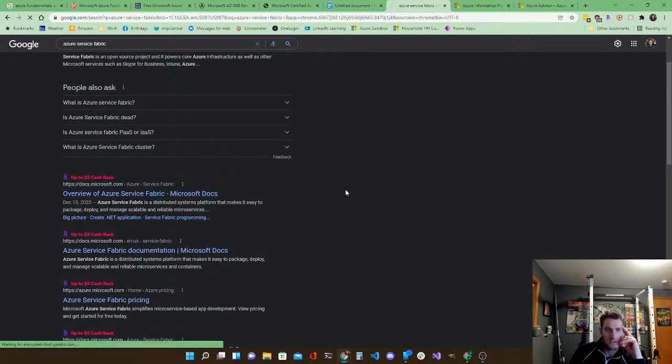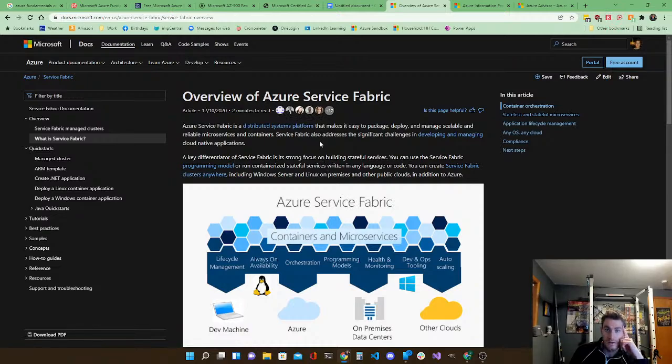Yeah, let's go into the docs more. Distributed system platform makes it easy to package, deploy, and manage scalable and reliable microservices and containers. So there's significant challenges in developing and managing cloud-native applications. Key differentiator of Service Fabric is a strong focus on building stateful services. Interesting. So that's really keeping state. So you've got some variable or some objects, and you're kind of keeping that in memory.